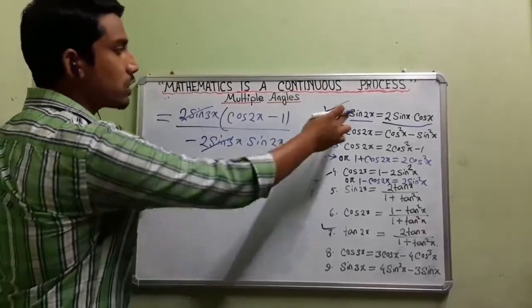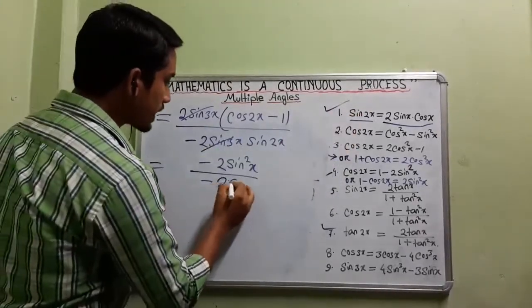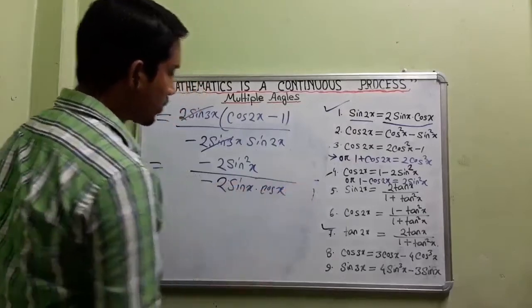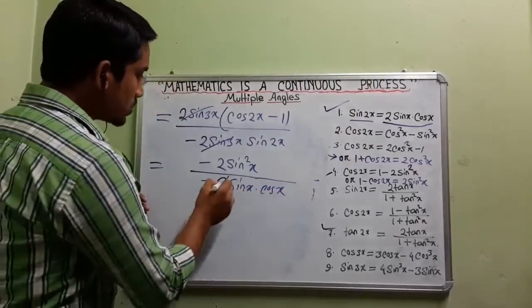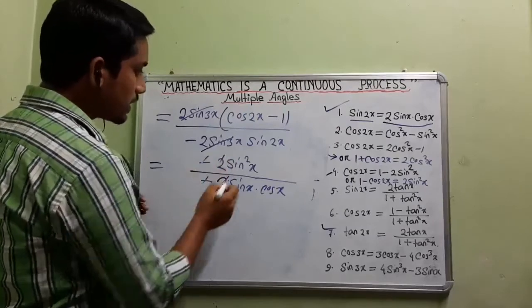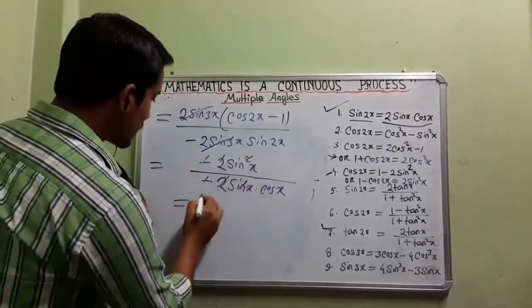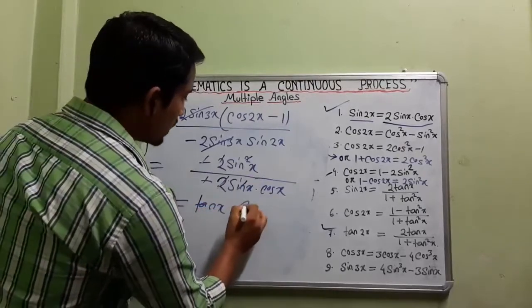Sin 2x also has the formula 2 sin x cos x. I can write that as 2 sin x into cos x. In place of sin 2x I have taken the formula. Now again take the cancellation. 2 cancels, this minus minus cancels, and this square is cancelled by this sin x. So what is remaining? Sin x by cos x is tan x, which is your right hand side.